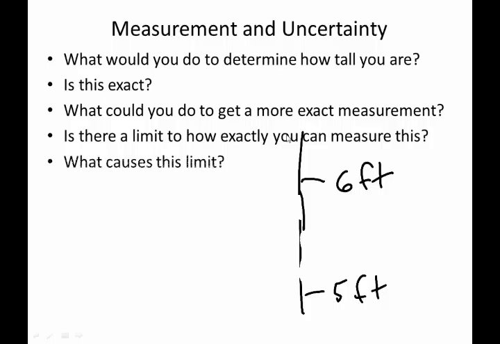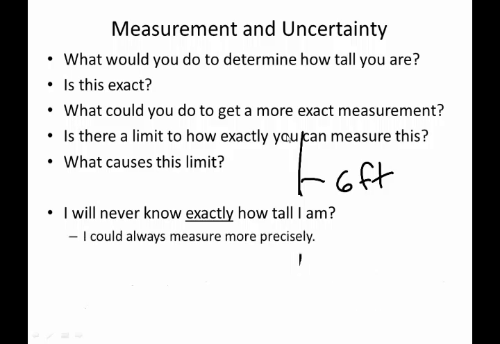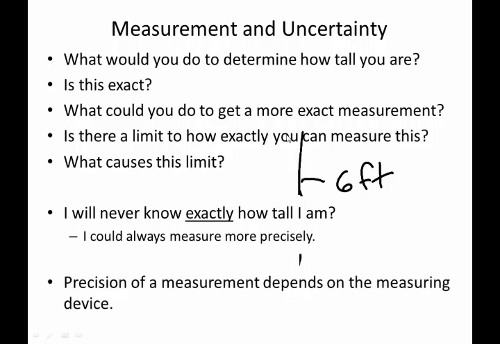So really it has to do with your measuring device. Your measuring device is the limit, also your eyesight to a degree. I'm never going to know exactly how tall I am. I can always get more and more precise. I can always parse it down to smaller and smaller fractions. I could always measure more precisely. The precision of the measurement depends on the measuring device. So how good the measuring device is going to limit what I know.